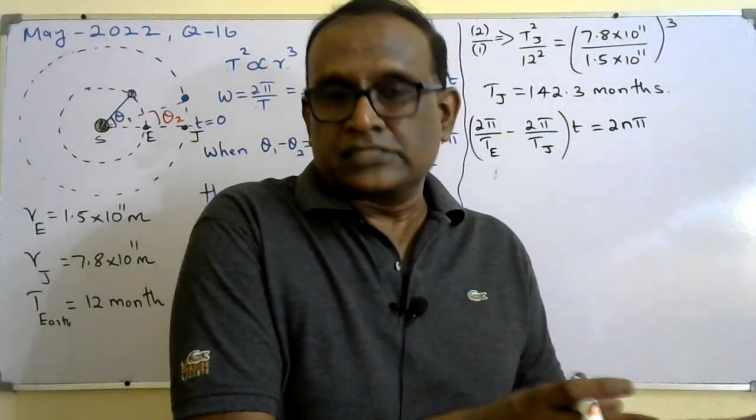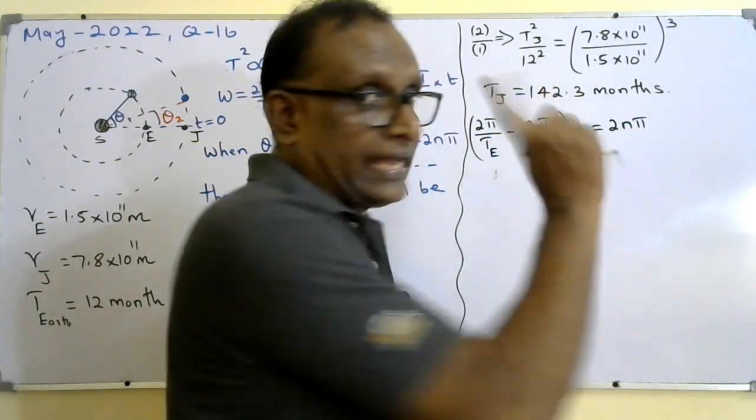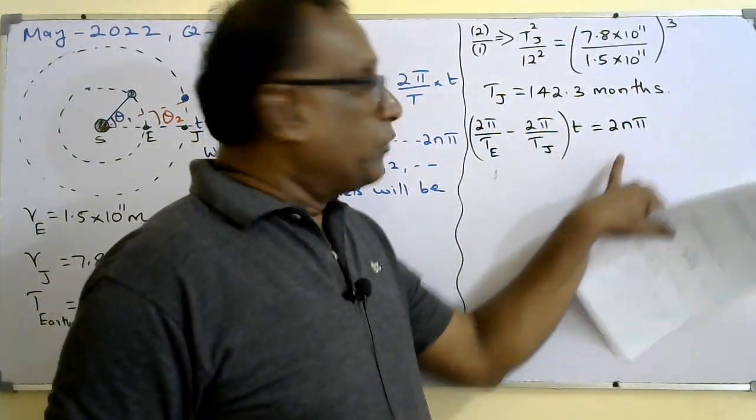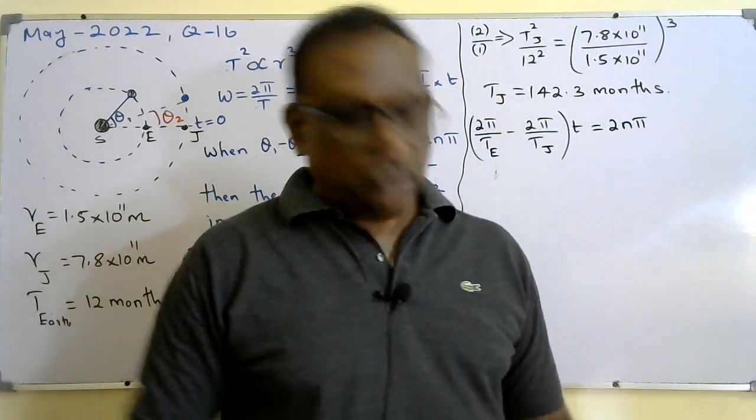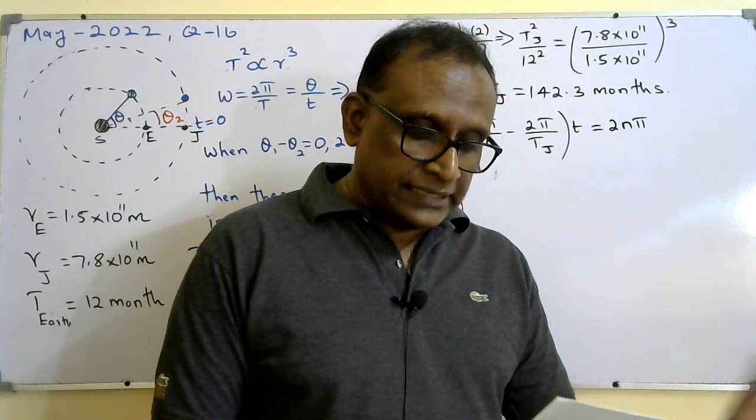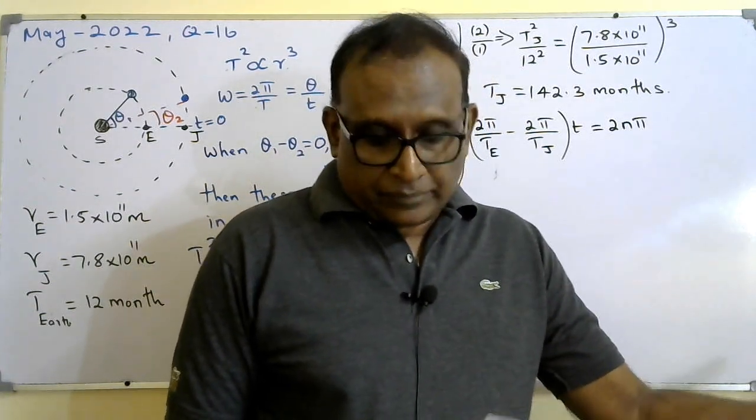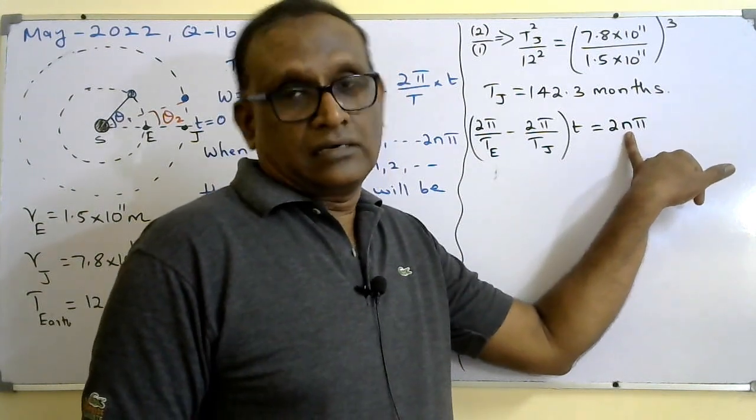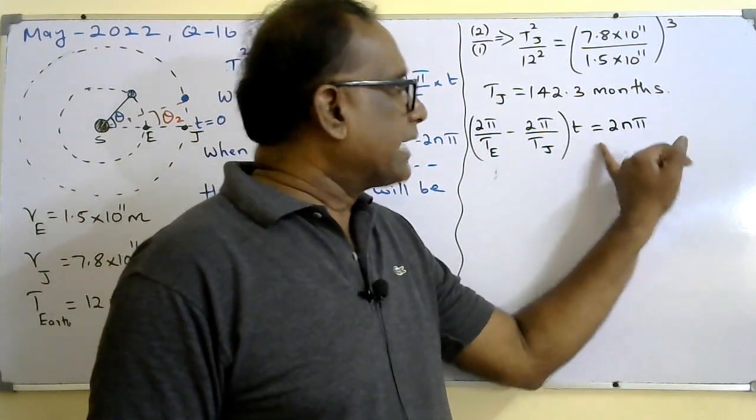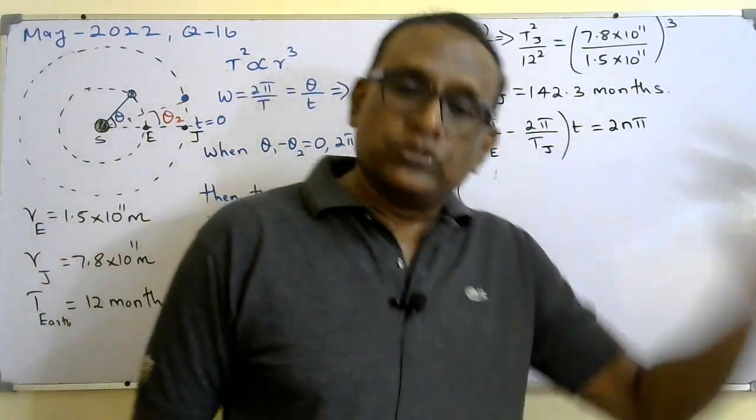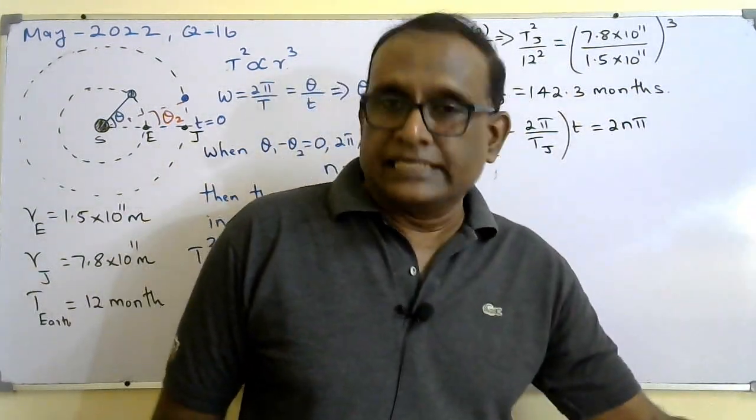Most students ask, why are you including n? Why can't you put just 2 pi? If the question said that Earth and Jupiter are in opposition during the next 13 months, then I wouldn't need n, I could put just 2 pi. But every 13 months means 13 months, then again 26 months, again 39 months, and so on. So that's the reason I put n here, in general form.